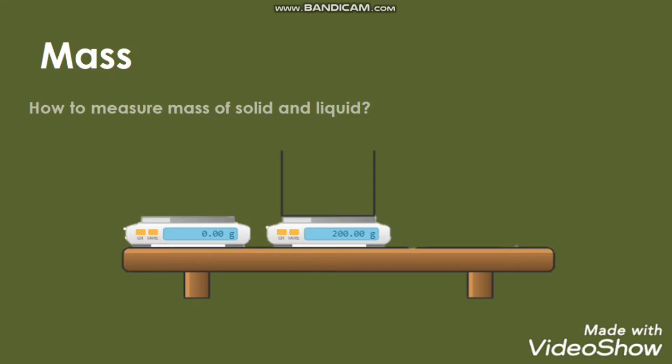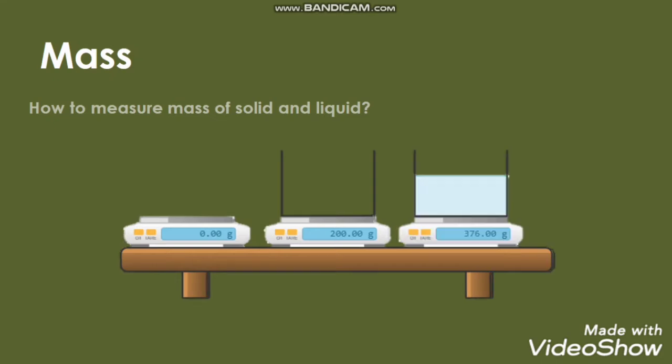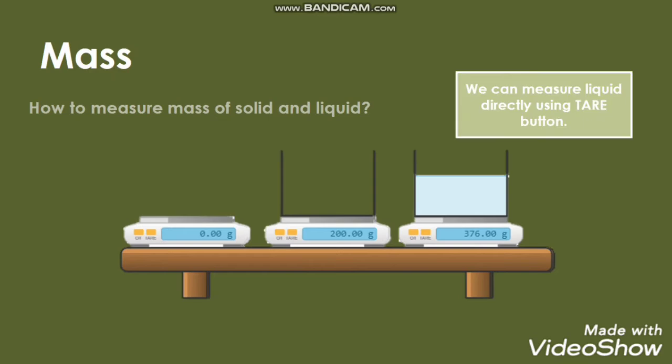Now, I'm going to fill this empty container with liquid and then remeasure the filled container. The mass of the filled container is 376 grams. To calculate the mass of the liquid in this case, I'm going to subtract the mass of the empty container from the filled container. But I can also measure the liquid directly using the tare button.